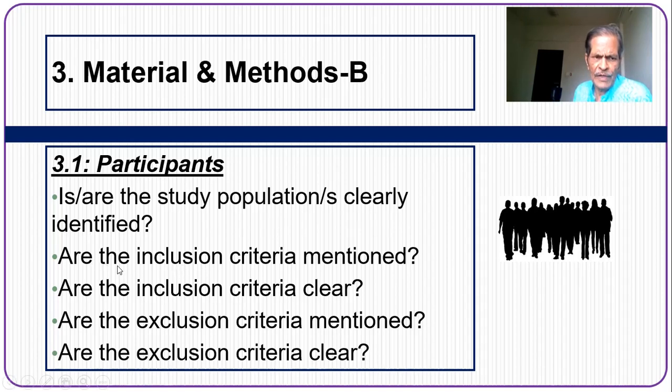So one must try to find out whether the inclusion criteria are mentioned and whether these are clear. There should not be any ambiguity in the inclusion criteria. The same thing about the exclusion criteria. Exclusion criteria should be mentioned and there should not be any ambiguity. There should be clarity in the mentioned inclusion and exclusion criteria.